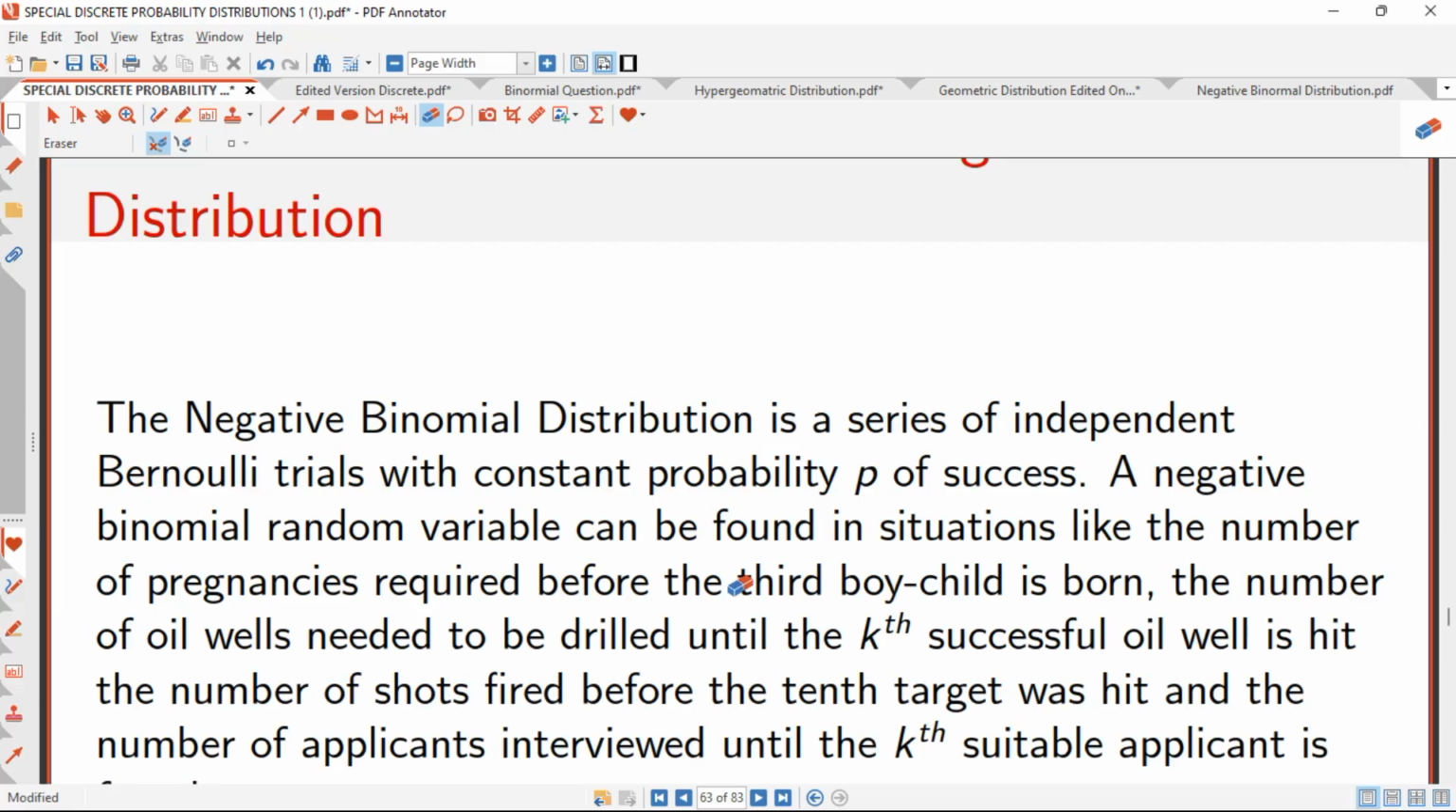born, right? The number of shots a person will shoot until the person hits maybe the fifth success. All these experiments are termed negative binomial random variables.